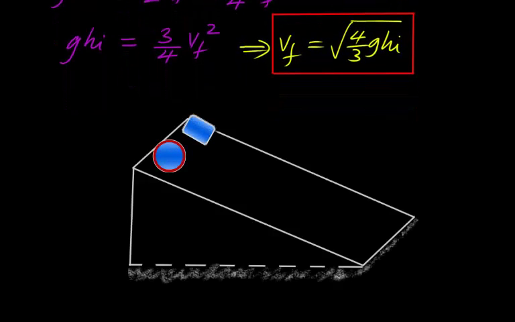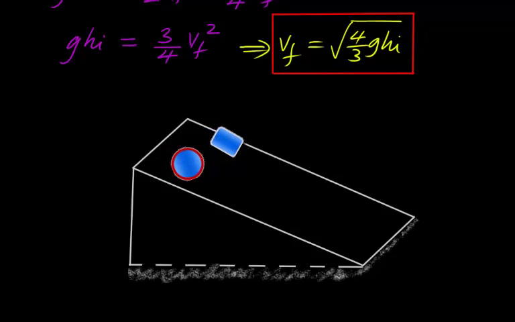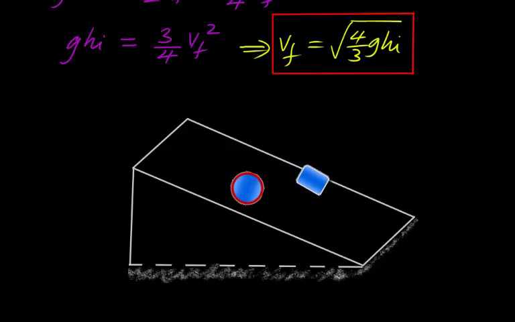And clearly the speed of the uniform solid disk is less than the speed of the sliding block, which was found earlier to equal the square root of 2 g h initial. This is due to the fact that the kinetic energy of the disk is split into two different forms, translational and rotational kinetic energies.